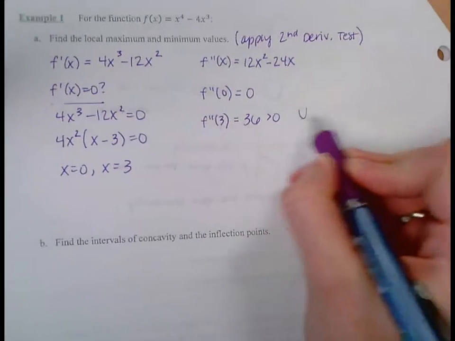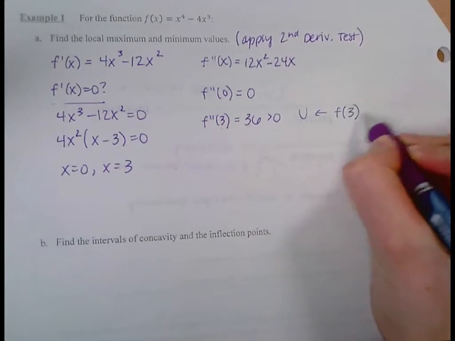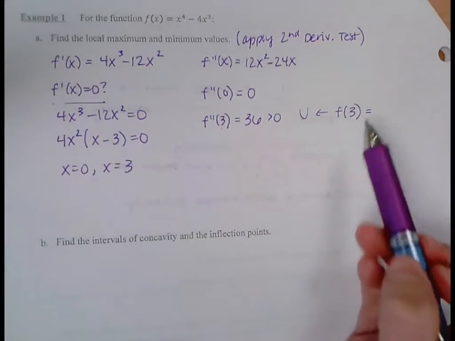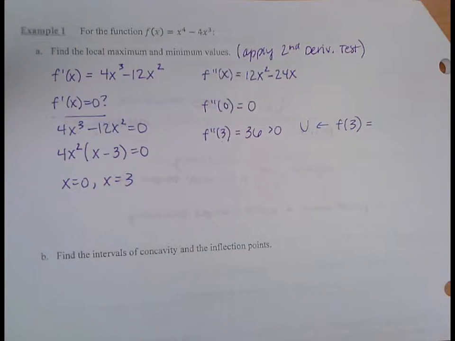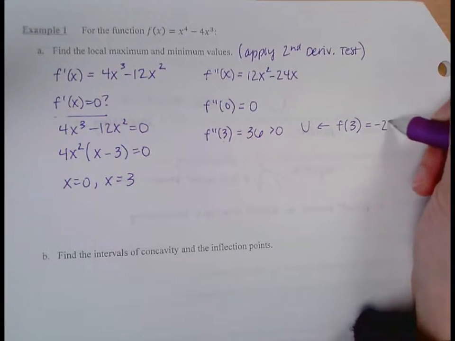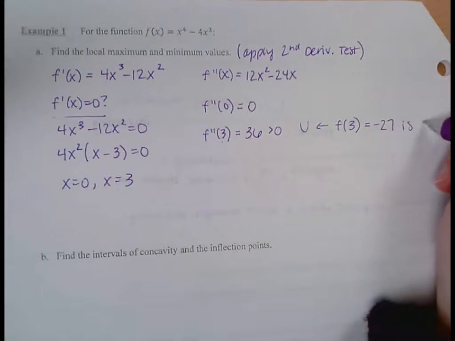So I could say this conclusion by the second derivative test is that f of 3, which I'm going to just calculate that y value right away, substitute it back into f. So negative 27 I'm getting. So f of 3, which is negative 27, is a local min.